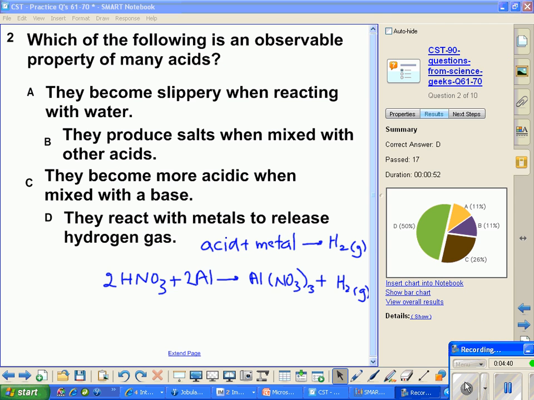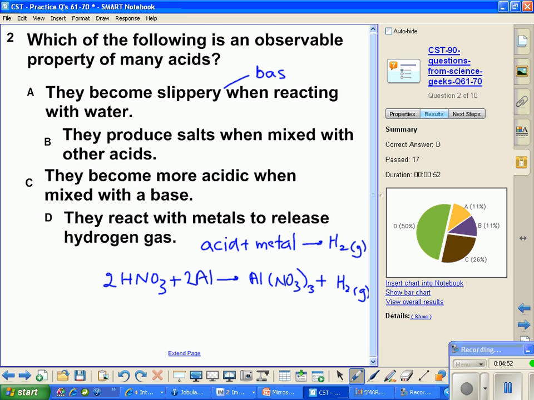In this question, they're asking you to look for an observable property of acids. In letter A, they become slippery. This is typical of a base. Bases become slippery. They produce salts when they are mixed with a base. They become more acidic when mixed with a base. That's crazy. Okay?